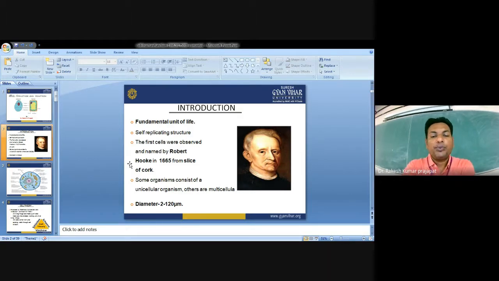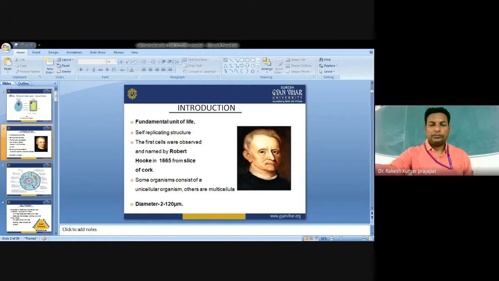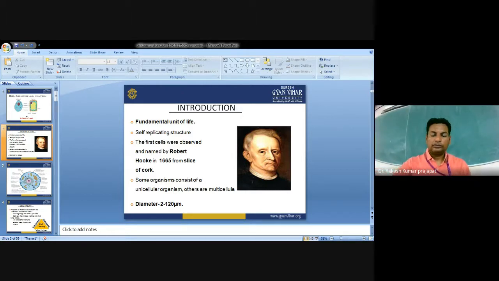Some organisms are unicellular, and some others are multicellular. If you see the different living organisms, definitely you will find some unicellular and some multicellular. The diameter of a cell ranges from 2 to 120 micrometers.